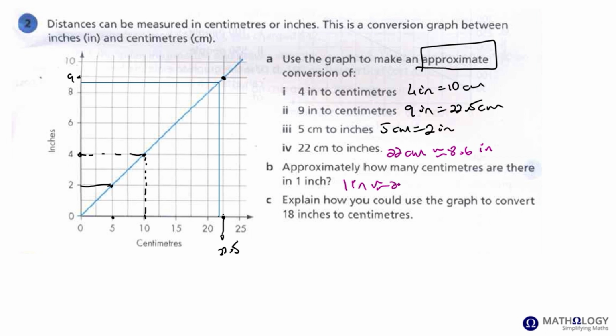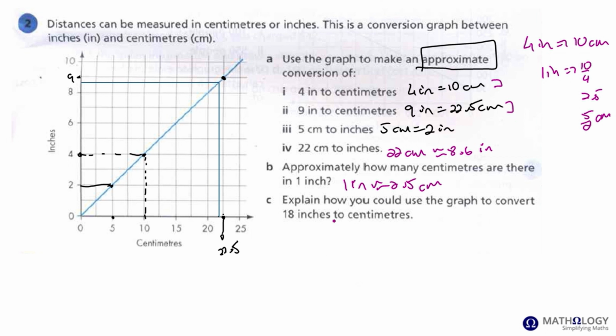1 inch is approximately 2.5 centimeters. What you could do is take any of these and just divide the centimeters by the inches. So 4 inches is approximately 10 centimeters. Divide by 4, 1 inch will be 10 divided by 4 centimeters, which is 2.5, or 5 over 2 centimeters. And you could do the same with each of these.